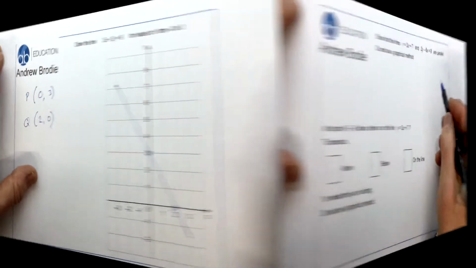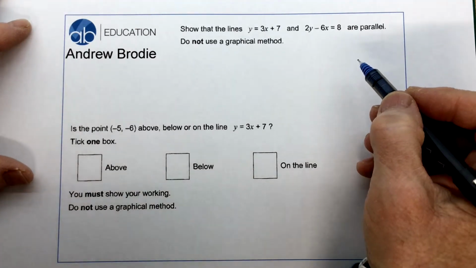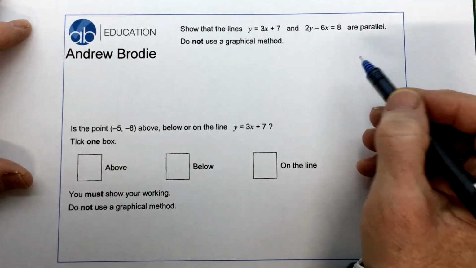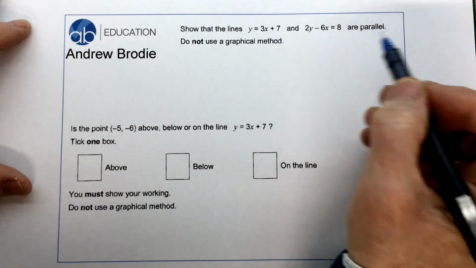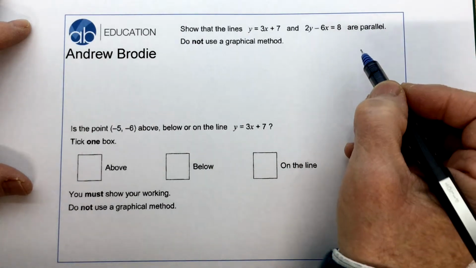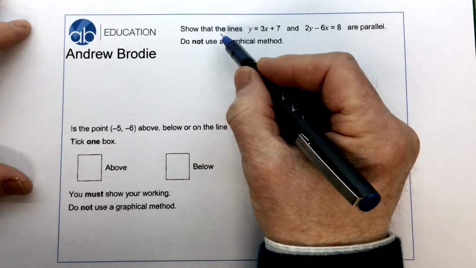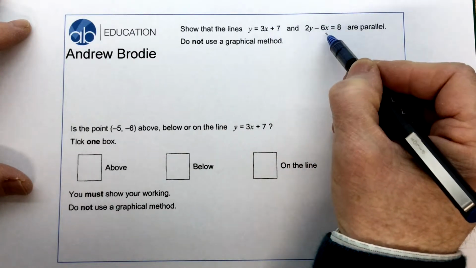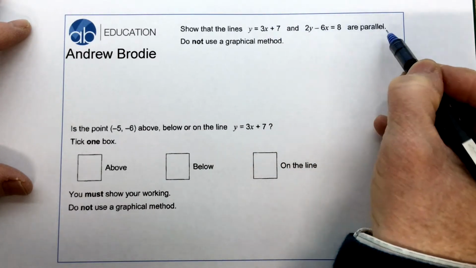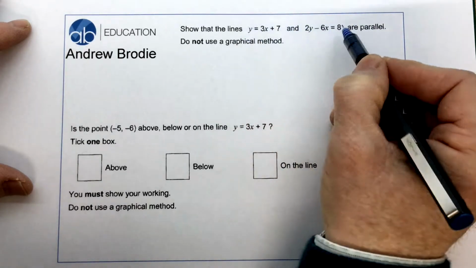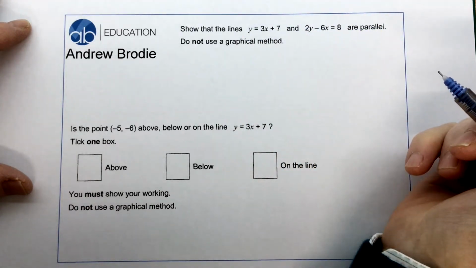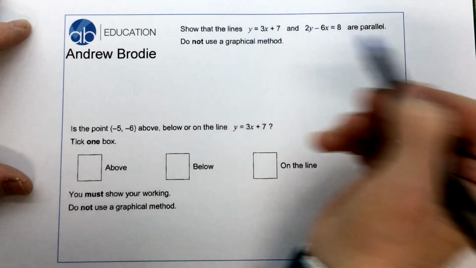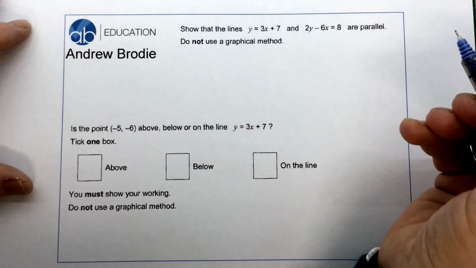And here's another GCSE question. This one is really interesting because it's all about graphs, but we can't see a graph and we're not allowed to draw one because it says, show that the lines y equals 3x plus 7 and 2y minus 6x equals 8 are parallel. So those are 2 straight lines, and we've got to show that they're parallel. But we must not use a graphical method, so we can't draw a graph.